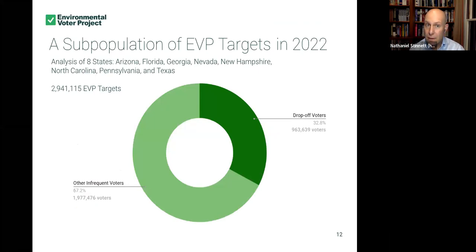And then finally, just as a reminder, these are not all of the voters that we target at the Environmental Voter Project. These are about a third of the voters. There are other unlikely voters who we target. We're not going to talk about them today. They are these other infrequent voters that you see. And just in these 8 states, when you put them all together, there are 2.9 million of these low propensity environmental voters. These are environmentalists we've identified who are unlikely to vote this year. But today, we're just going to talk about these 963,000 environmental drop-off voters. And yeah, there are that many, almost 1 million in those 8 states that I mentioned.